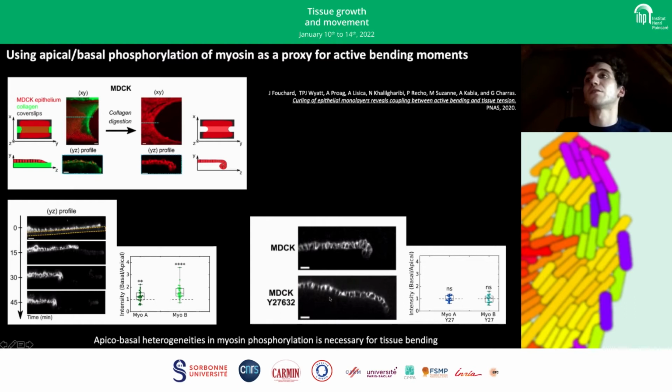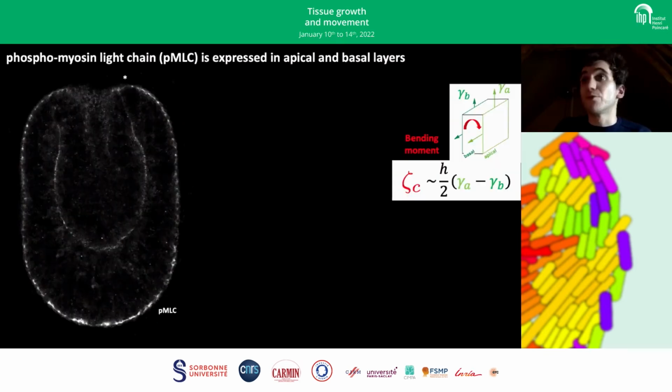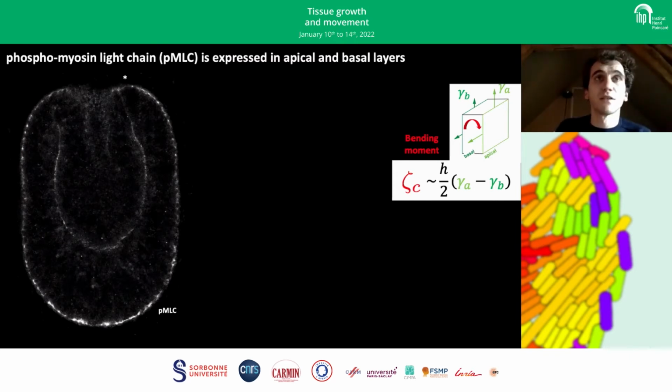So if they block it with a ROCK inhibitor, something that is upstream and controls the phosphorylation of myosin, if they block these apico-basal differences, the bending does not occur. Actually, they also mentioned that with this apparatus, by measuring the force that is necessary to keep the layer straight, they can estimate the active bending moment. So I use the same method, namely just an immunochemistry of phosphomyosin, to estimate the active bending moment.